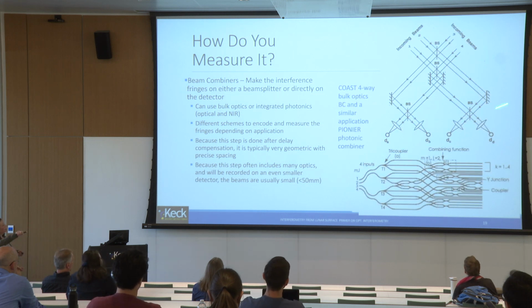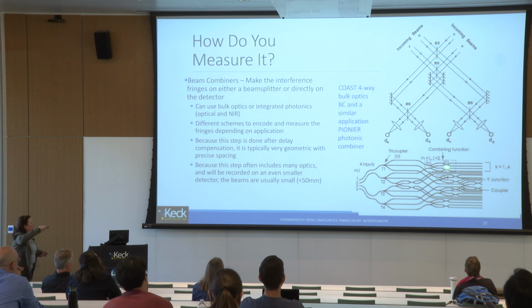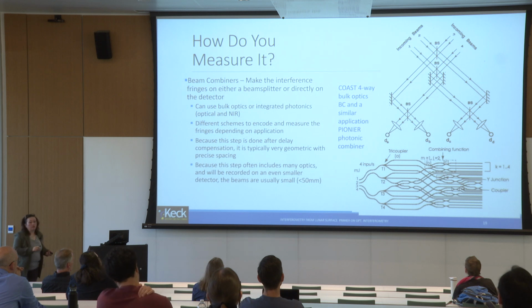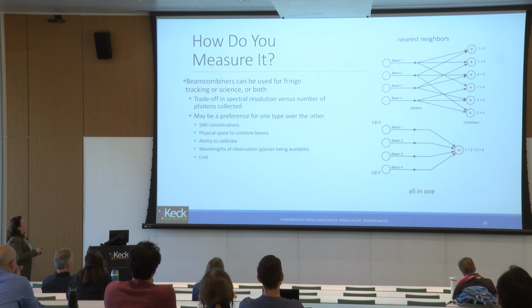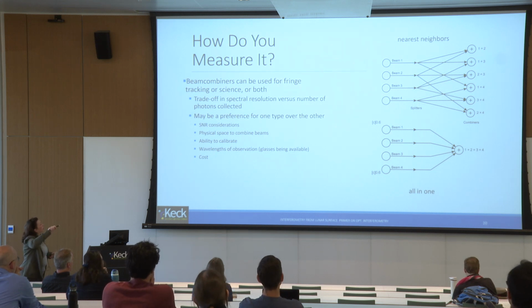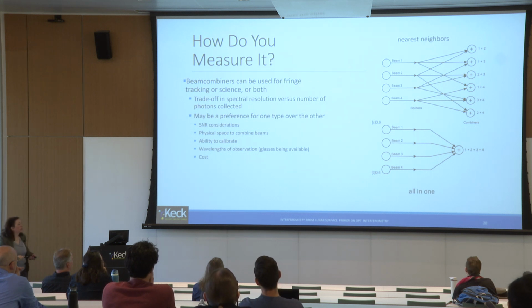So this is a drawing of the COAST 4-way bulk optics beam combiner, and this is the drawing of the PIONIER photonic combiner, which literally looks just like this on the photonic chip. Beam combiners can also be used in different ways, different schemes. So this is a nearest neighbor scheme, and this is the all-in-one scheme, where you're only looking at fringes, in this case, between neighboring telescopes, that baseline bootstrapping thing again.